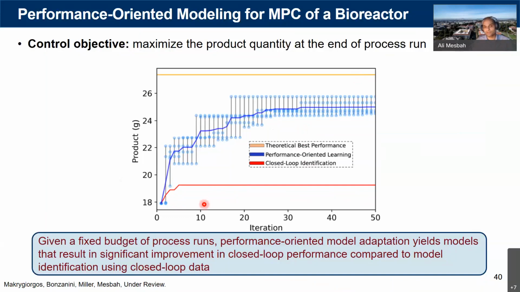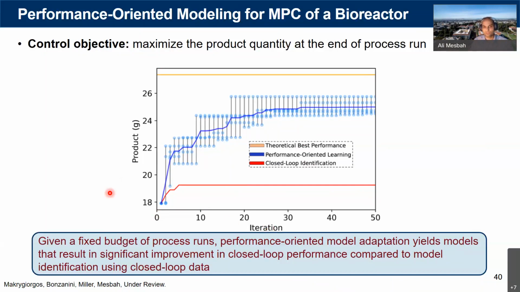So what we are doing, these iterations correspond to the different batch runs or process episodes, if you like. In closed loop identification, what is traditionally done is you collect closed loop data. After the run, you re-adapt your model, and you re-adapt the model, and so on, right?